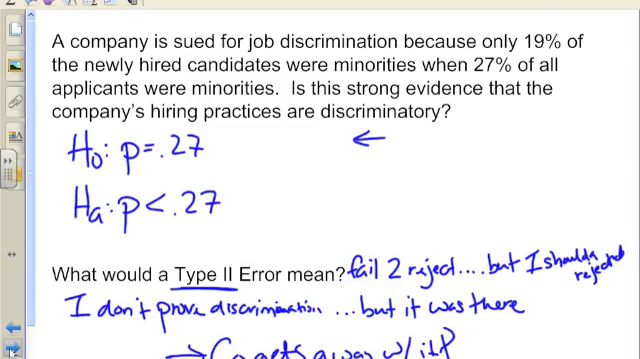So we need to be aware. There's nothing we can do to stop making errors. The truth is, we don't even know if we've made an error. We just need to be aware that when we make a decision, it's possible that we've made an error, so we want to be aware of the consequences.